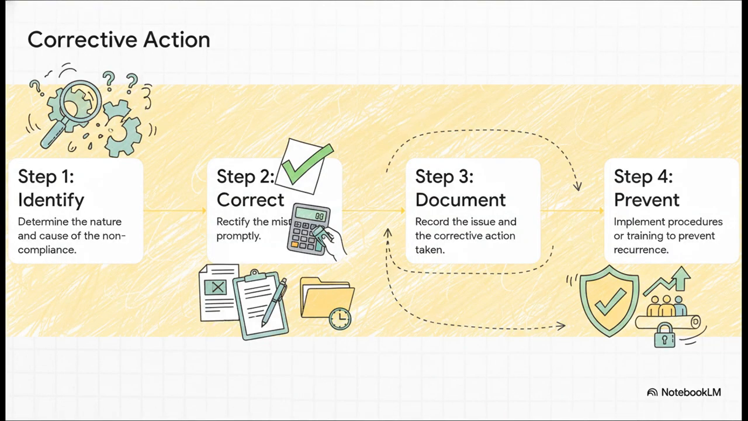In the event of non-compliance, the source material mandates a structured 4-step corrective process. First, one must identify the problem's nature and cause. Second, correct the error promptly. Third, document the issue and all actions taken. And fourth, implement new measures to prevent a recurrence.